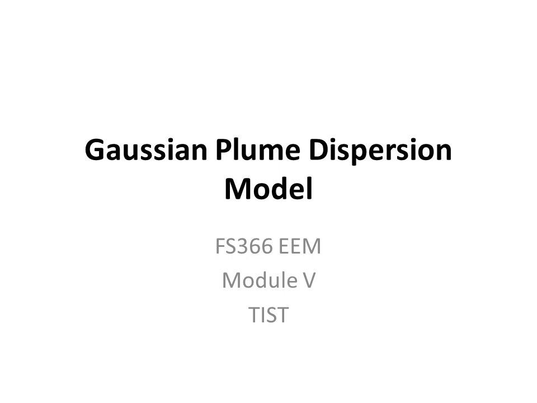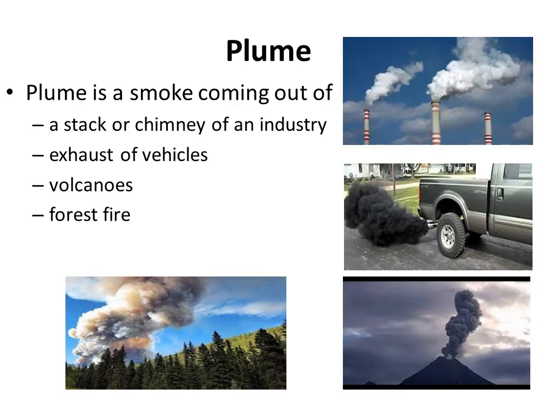Hello students, today we are going to discuss the Gaussian Plume Dispersion model. Before going into the Gaussian Plume Dispersion model, let us see what a plume is. A plume is smoke coming out of a stack or a chimney of an industry, or smoke coming out of the exhaust of vehicles, or the smoke released due to volcanoes or forest fire.